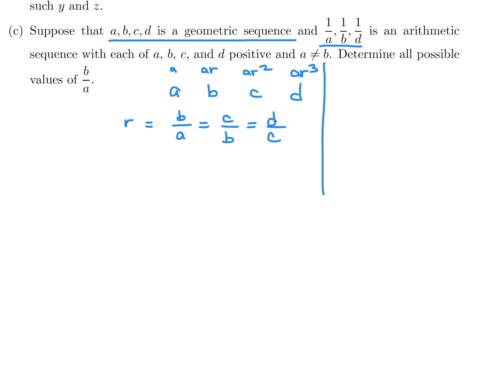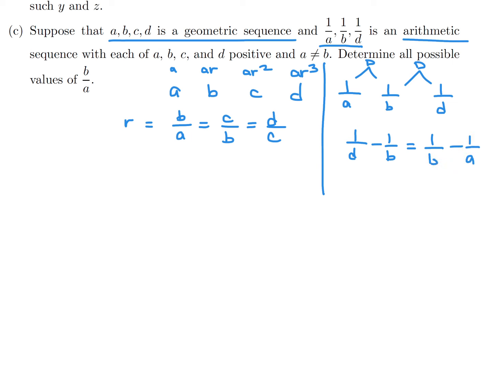Now we've got this guy, which is arithmetic. So 1 over a, 1 over b, and 1 over d. This is arithmetic, so this is the whole thing with the common difference. So that means that 1 over d minus 1 over b is the same as 1 over b minus 1 over a.